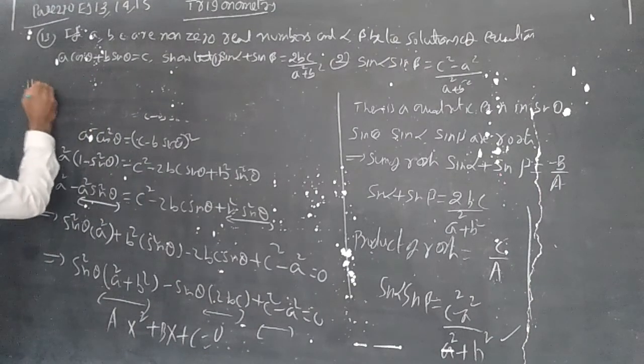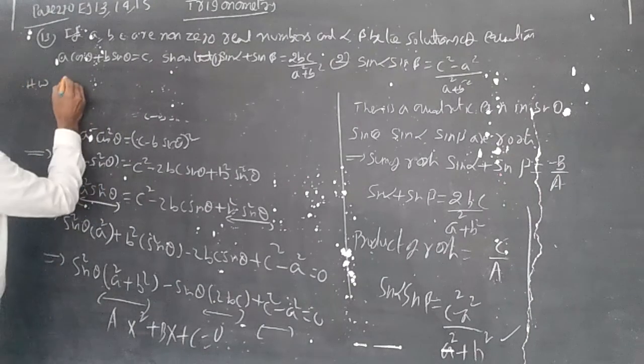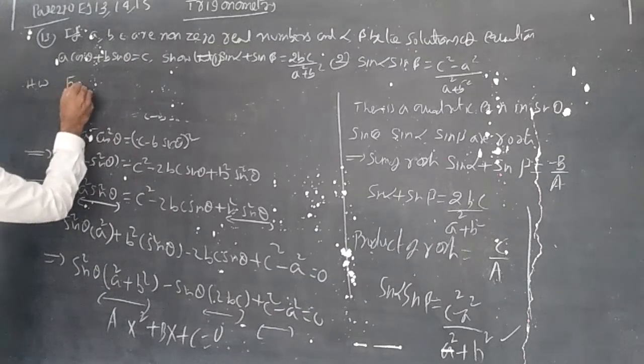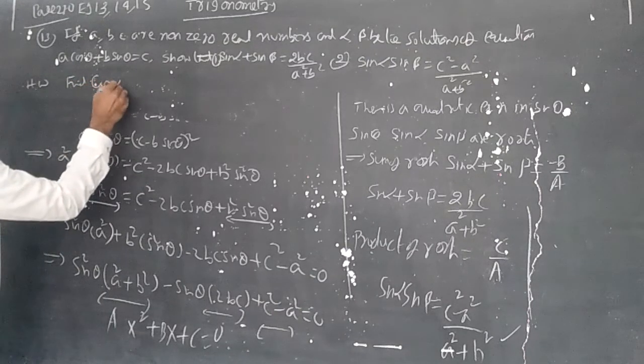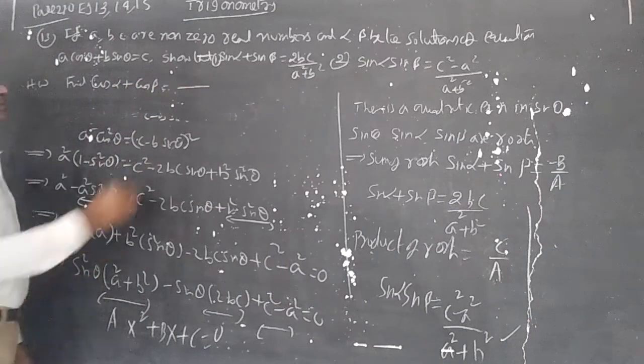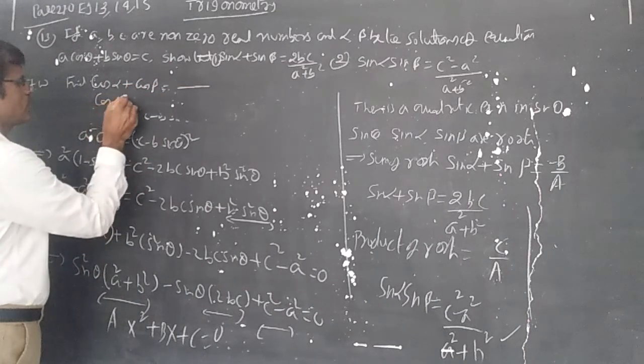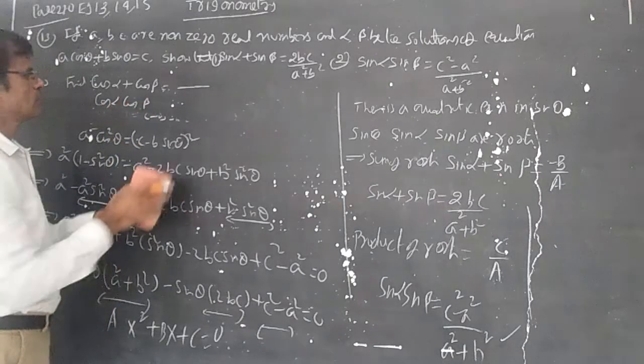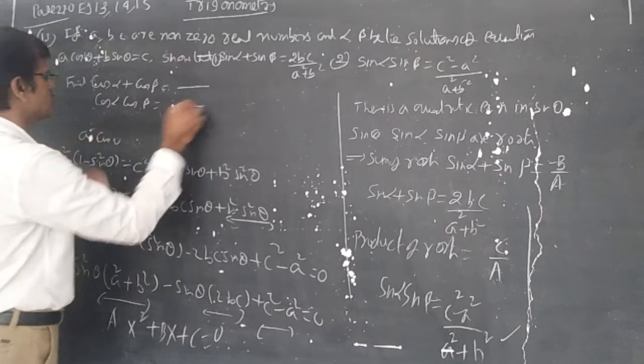Homework: find cos alpha plus cos beta, and cos alpha into cos beta.